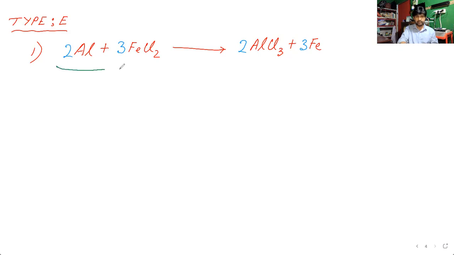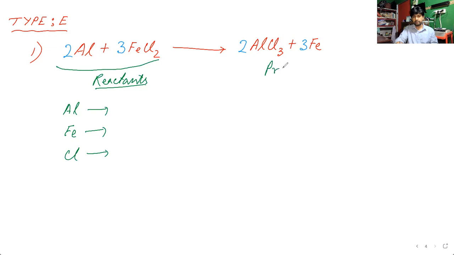You see, on this side, these are said to be the reactants. So in the reactants, what is there? First of all, aluminum is there, then iron is there, and chlorine is there. 3 elements are here. On this side, they are said to be the products. The right side of the arrow mark is the products. So here also the same elements are there: aluminum, then iron, then chlorine.